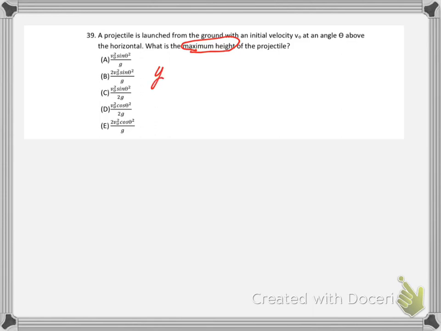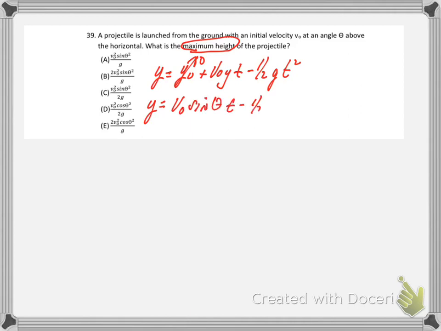So we would have y equals y naught plus v naught y t minus 1/2 g t squared. Now, since we're going vertically, we're starting at a position of 0 in the vertical direction, and we want to find out what our maximum height would be, which would be y. So let's rewrite this: y, and we'll break v naught y into its vertical component, which would be v naught sine theta times time minus 1/2 g t squared.